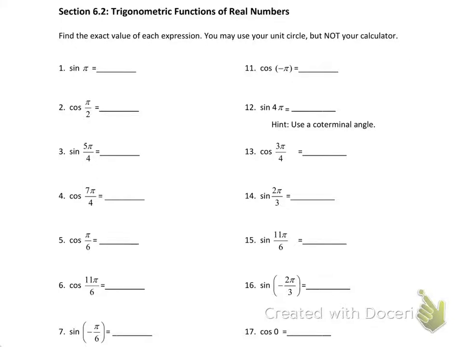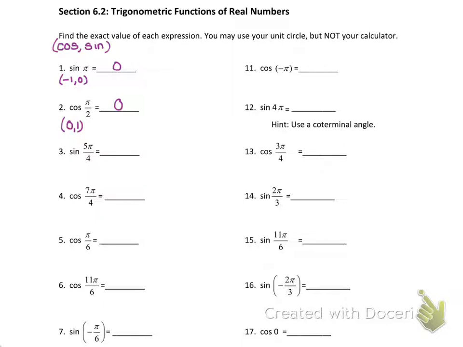Okay, so if we start with number 1, it's simply saying, what is the value of sine at pi? So if I look at my unit circle, at pi, I have the point -1, 0. Well, knowing that we have cosine, sine for each of these ordered pairs, my answer for this would be 0. Then if I did the same thing at cosine at pi over 2, I have the point 0, 1. Since I want cosine, this one is also 0.